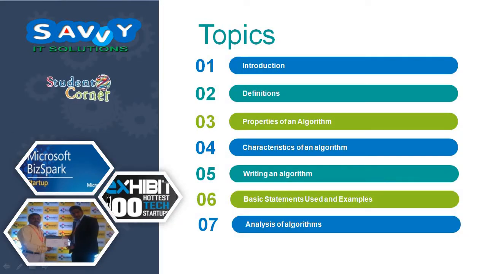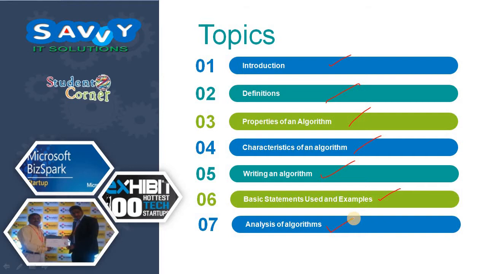So in this topic, we are discussing the introduction, definitions, properties of an algorithm, characteristics of an algorithm, writing an algorithm, basic statements used and examples, and analysis of algorithm. In the next video, we will take a few examples of how we need to write an algorithm.